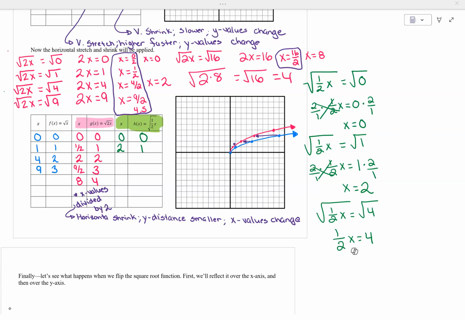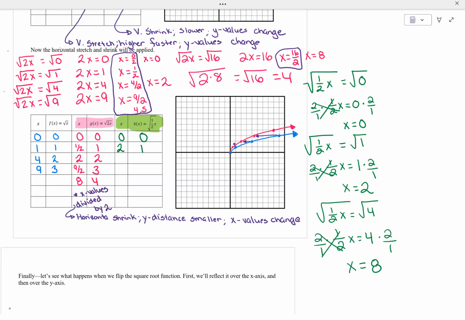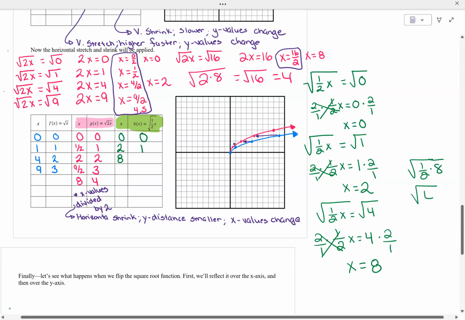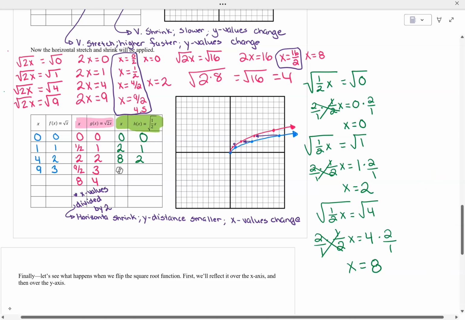But what I was saying is, what number could I take half of to give me 4? Well, hopefully you have that number in your head. But if you need to do the math, we are going to multiply by that reciprocal, so those cancel. So x is 8. So that when I plug that in, 1/2 times 8 is 4. The square root of 4 is 2. Okay? So that's all I'm going to be able to fit on this graph, so I'm not going to do any more. So we got 0, 0. We're going to have 2, 1.